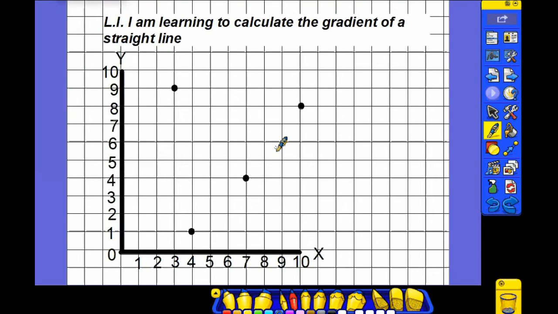Hi guys, in today's video we're going to be learning how to calculate the gradient of a straight line. Now, before you get started with this, it's really important that you have a bit of prior background knowledge first.